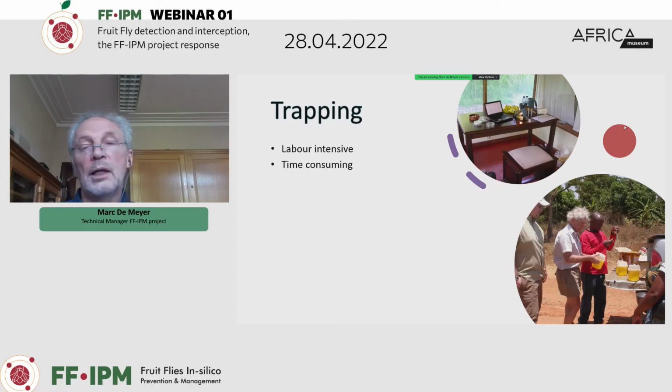This all sounds very nice, but again, it's very labor-intensive work. In order to work very well, you have to put up a lot of traps, but even more important, you have to inspect them on a regular basis. You have to go there every week or every fortnight to check if there are any flies in it. So it's a very labor-intensive and time-consuming activity.